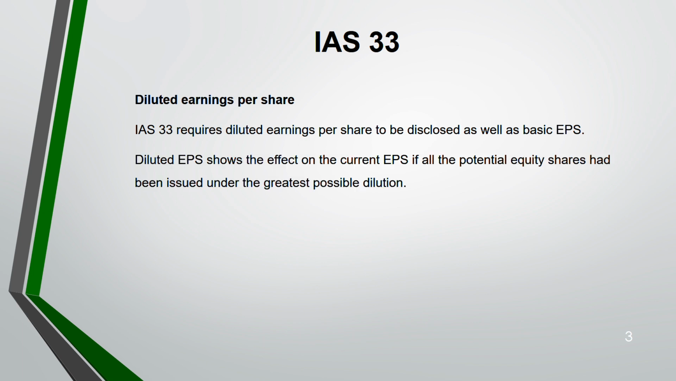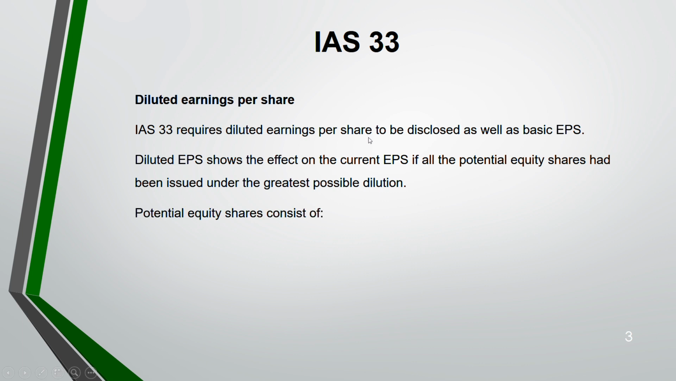So diluted EPS will show the effect on your current EPS if there are potential equity shares that have been issued under the greatest possible dilution. What is the meaning of the word diluted? Your EPS will reduce because either you are selling your shares, or you are buying more shares; there has been a change in the number of shares as well as the profit. So EPS reduces. Your basic EPS will always be more than your diluted EPS.